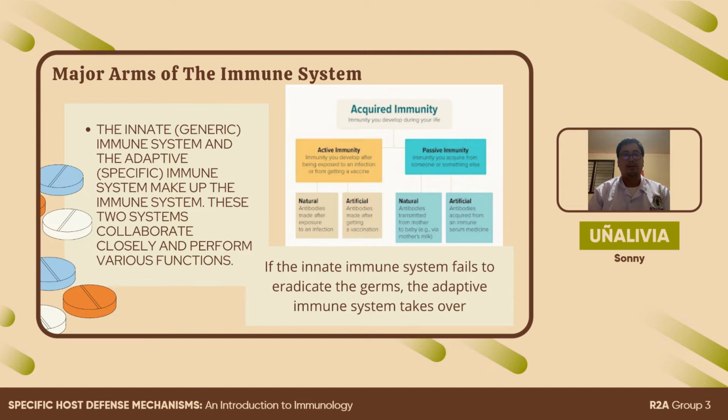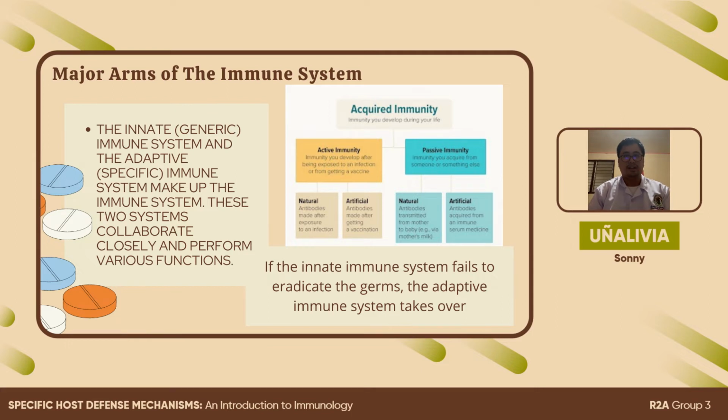On the epidermis, in the body tissues, and in physiological fluids such as blood, the immune system fights bacteria and other foreign objects. The innate, or generic, immune system and the adaptive, or specific, immune system make up the immune system. These two systems collaborate closely and perform various functions. If the innate immune system fails to eradicate germs, the adaptive immune system takes over.